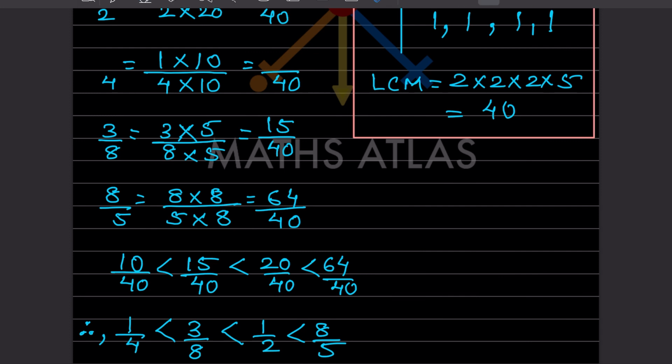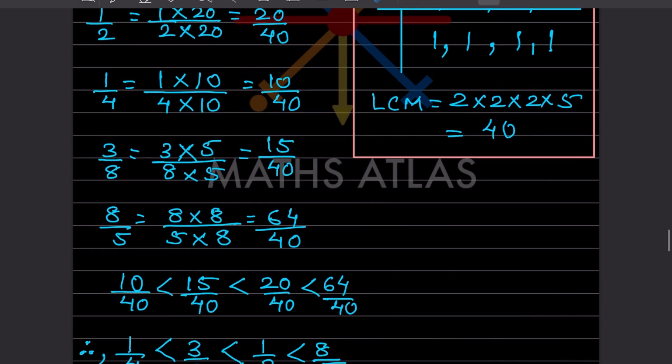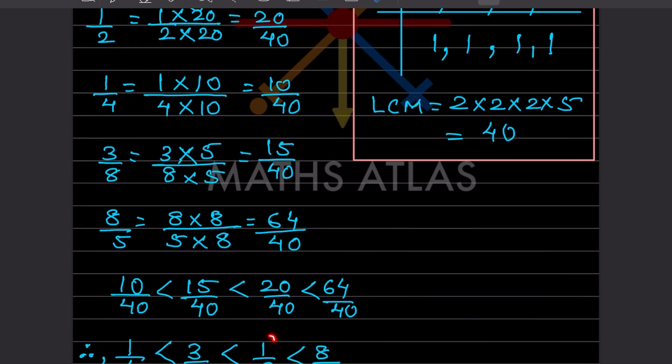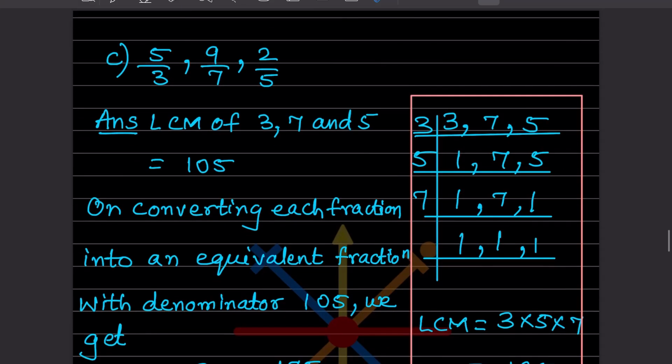Again here, this 15 by 40 means this is 3 by 8. So you have to write over here. 20 by 40 means this is going to be, which is 20 by 40, this is 1 by 2. So it is going to be here. And so on. So this is the final answer. Same we will go for this one.